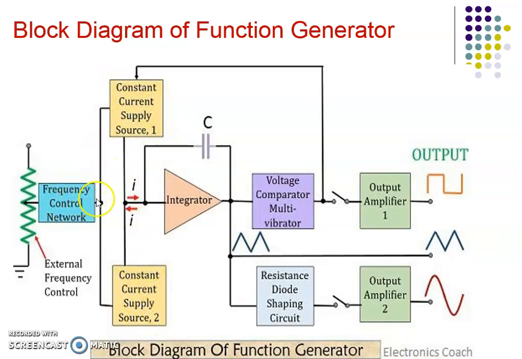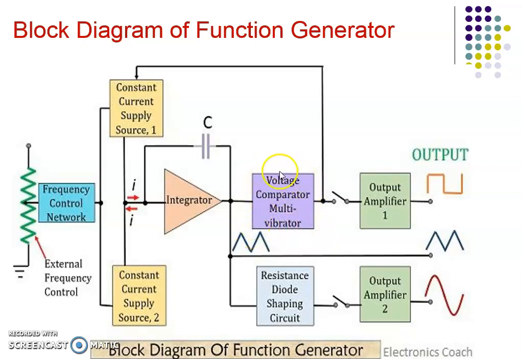So parallelly this output of external frequency control is provided to constant current source 1 and to constant current source 2. The input to the constant current sources is from the output side. So the output of voltage comparator, or sometimes also called as multi-vibrator, or sometimes also called as Schmitt trigger. So output of this Schmitt trigger, this particular block have different names.